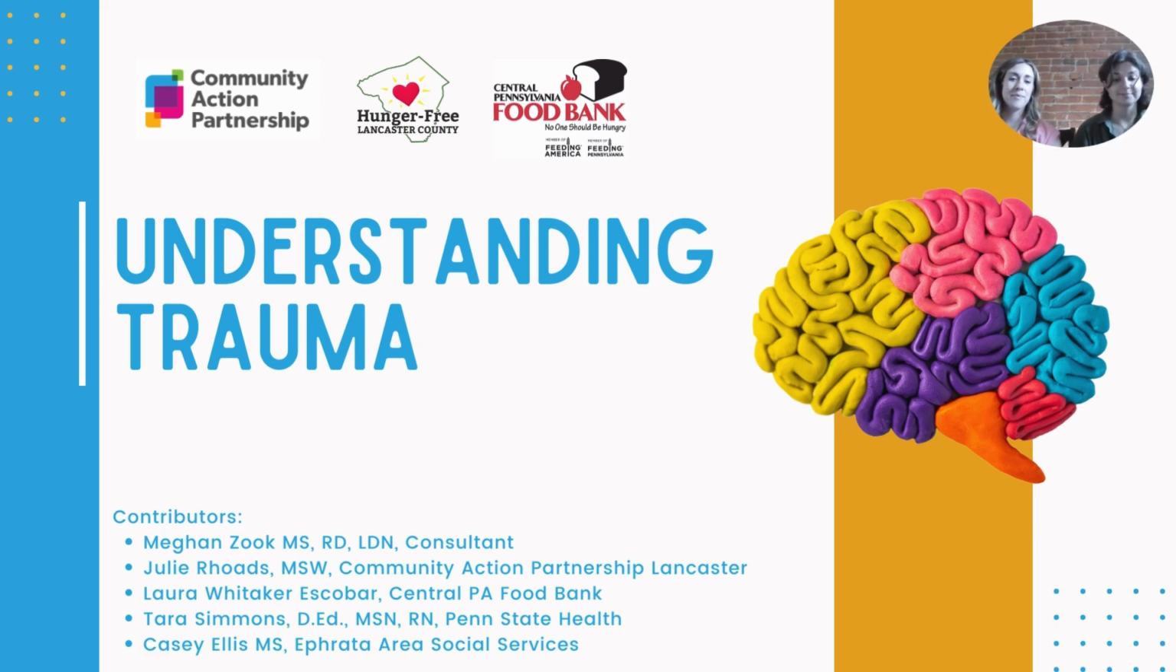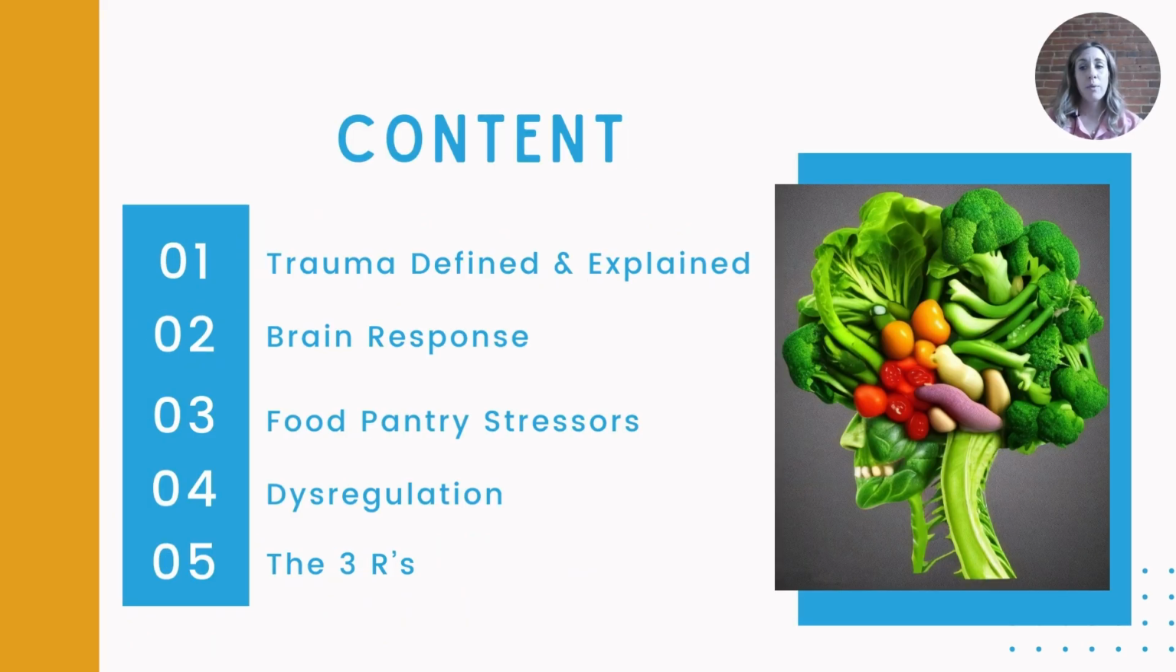Let's get started. In today's training, we will cover the following topics. We will define and explain trauma. We will discuss the brain's response to trauma. We will touch on food pantry stressors and learn about signs of dysregulation. And finally, we're going to discuss the 3 R's and how they relate to trauma and the work we are doing in food pantries.